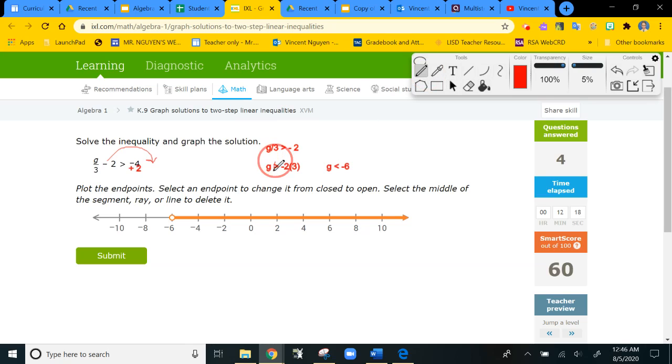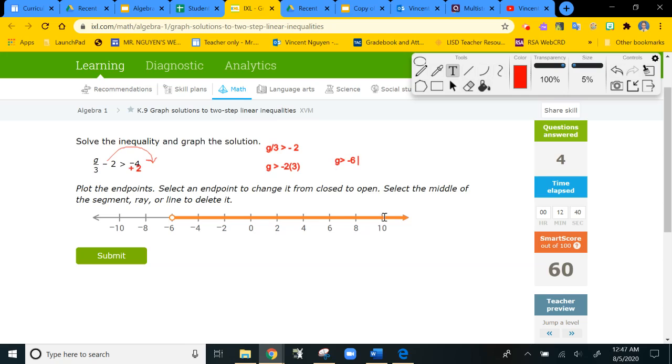This is greater than. And then I go over here and I type less than. Okay, so that's my mistake right there. I should not have done that. Let me erase that, and I'm gonna write my solution here. G is greater than negative 6.